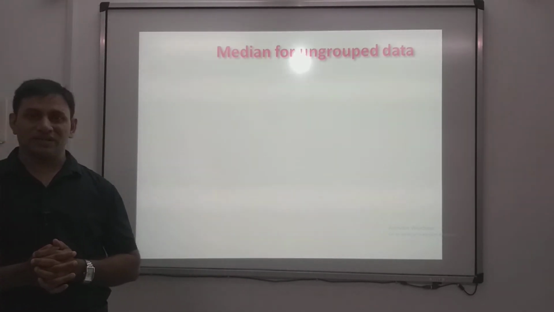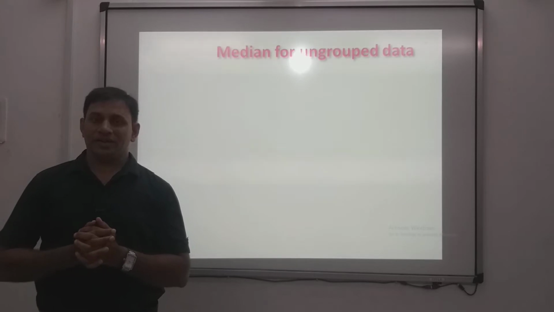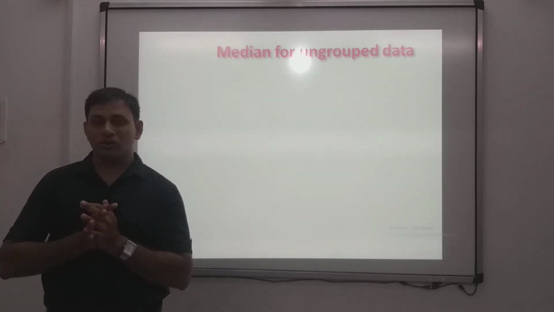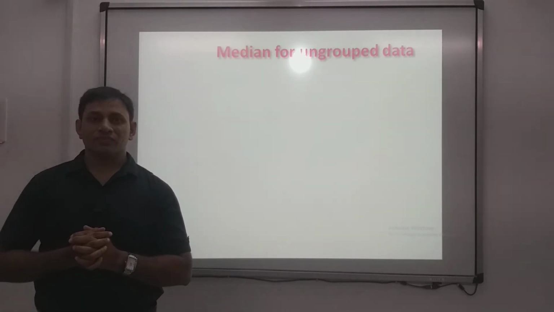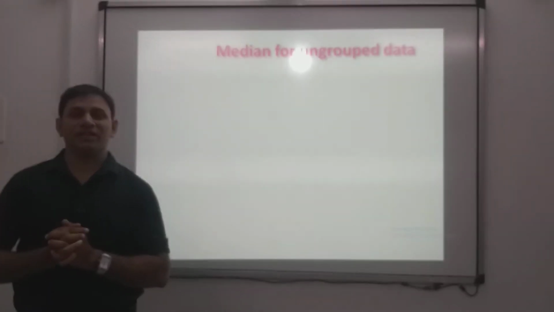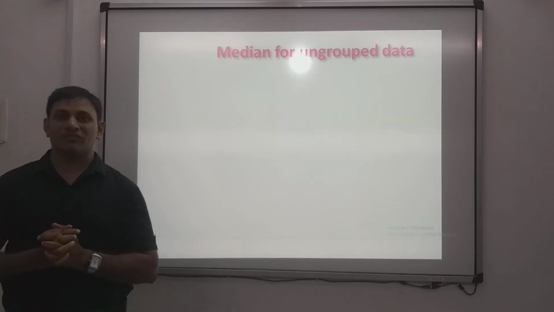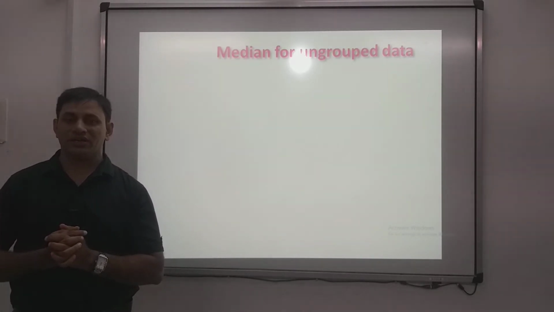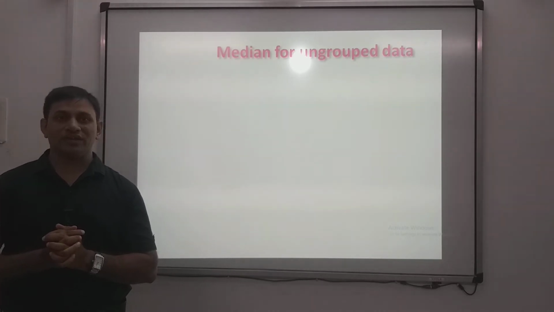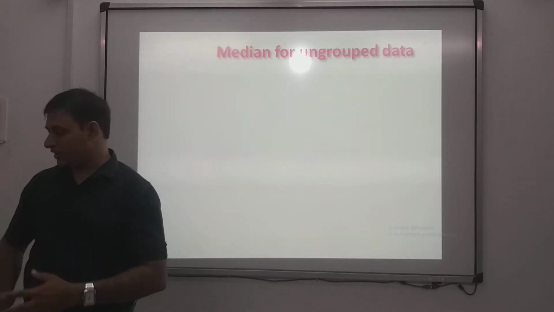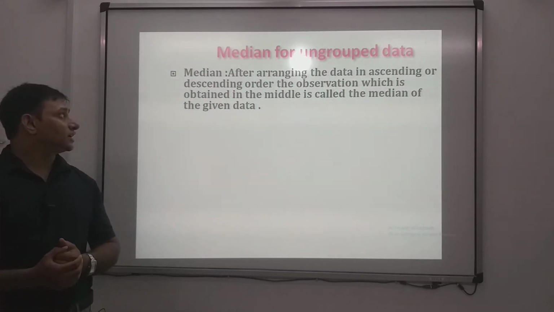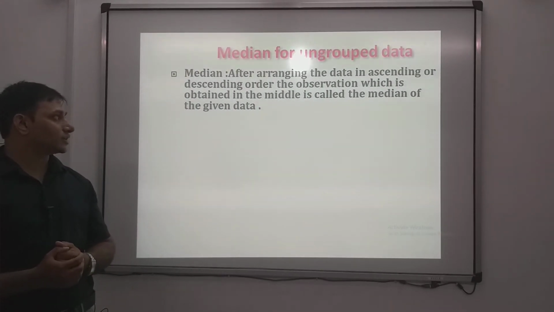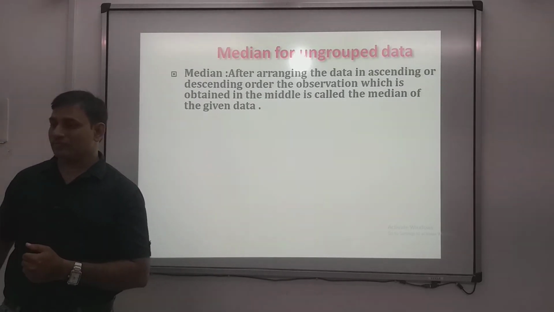Let us once again see the definition. As we are studying only grouped data in standard 10th, we will have a look at ungrouped data first. Once again, I am elaborating the definition. Median is nothing but, after arranging the observations in ascending order, the observation which we get in the middlemost, that is your median. See the definition. After arranging the data in ascending or descending order, the observation which is obtained in the middle is called the median of the given data.